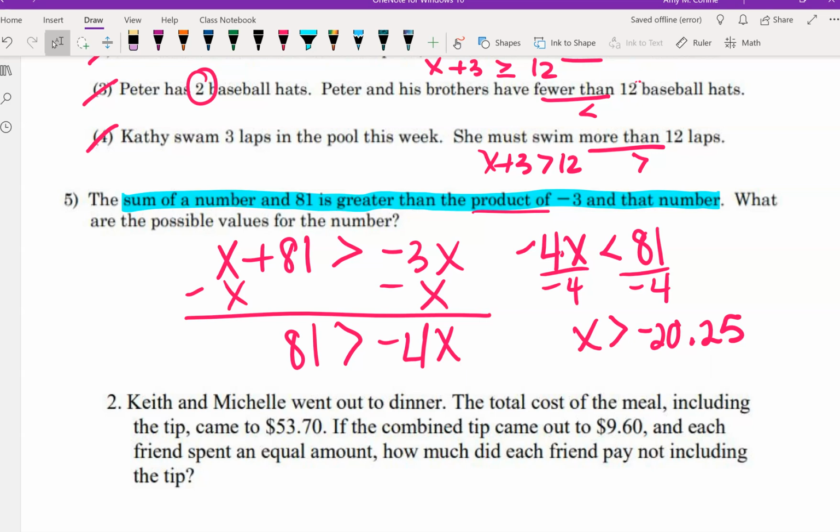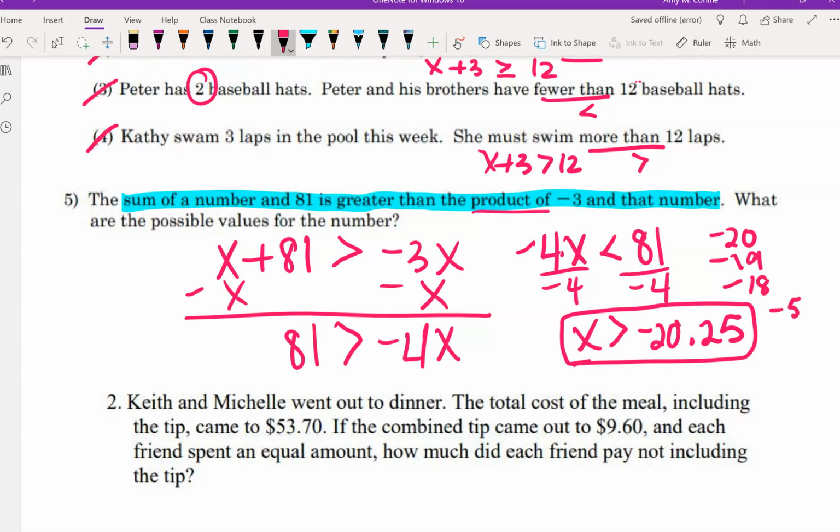And so let's look at our question again. What are possible values for the number? So it's a greater than symbol, not an equal to. So numbers that are bigger than -20.25. So you could say like -20 would go in there, -19 would go in there. But any number that is bigger than that. It can't be equal to -20.25, but it has to be bigger. So all these are bigger because they're closer to 0. Okay, so we could have -18. You could even say -5.